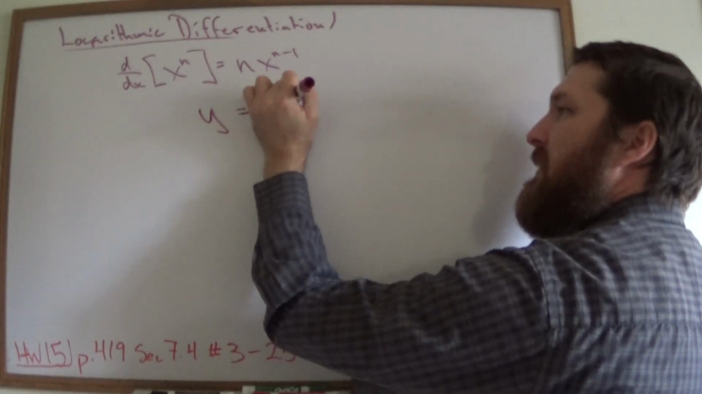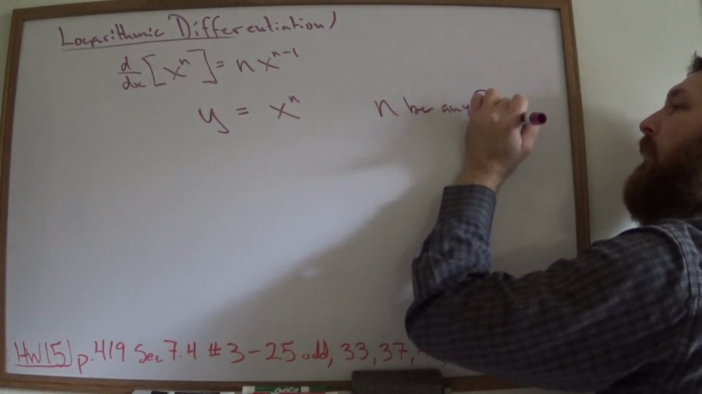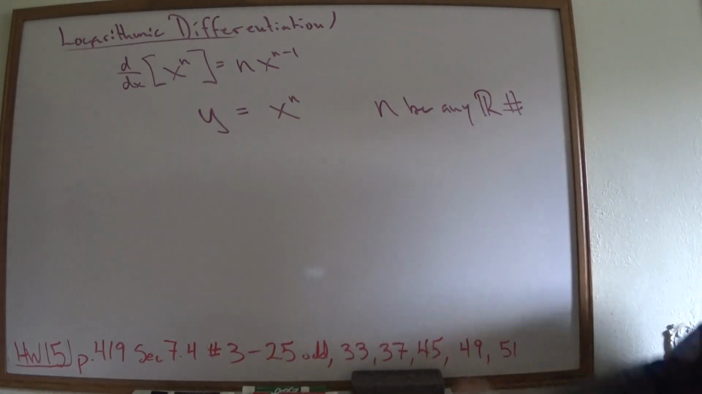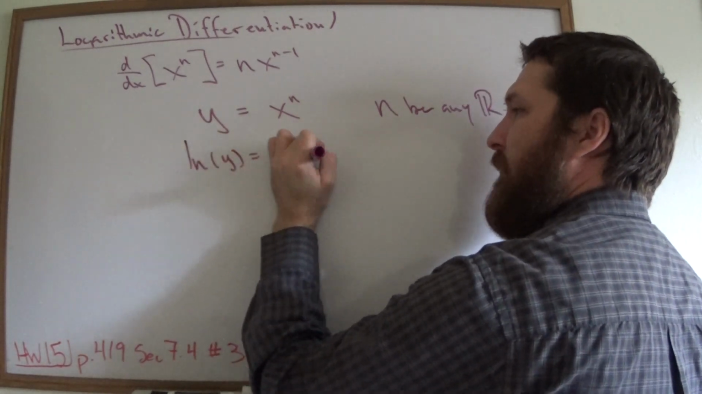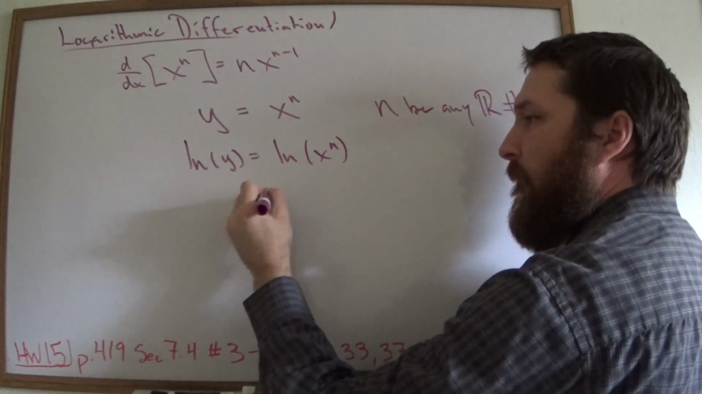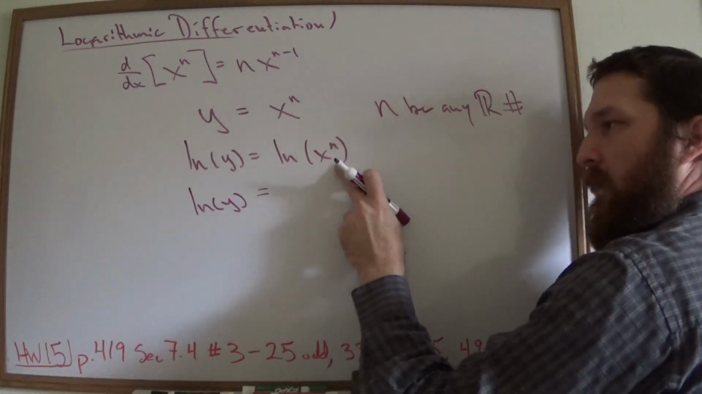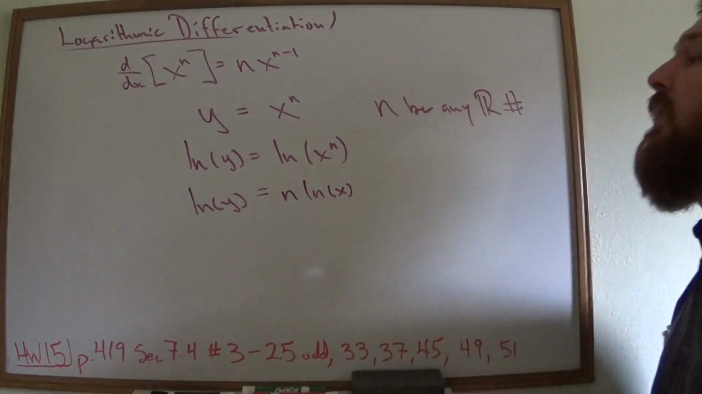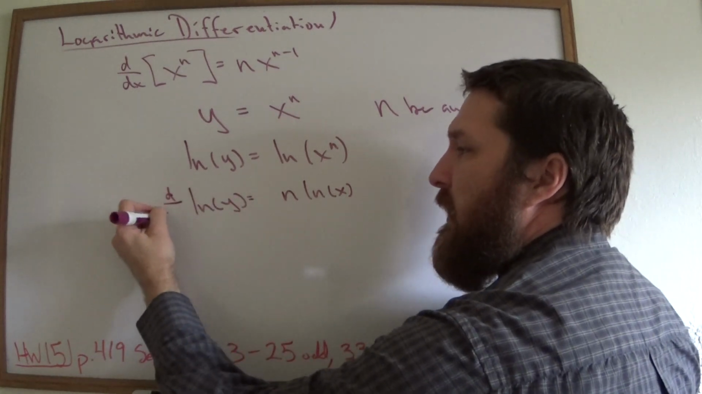Here's how we're going to do it. We're going to say let y equal x to the n, and let n be any real number. Okay, well, let's take the natural log of both sides. Now what do I want to do? Oh, just drop that. Drop the n down, n natural log x. Okay, so now take the derivative of both sides with respect to x.